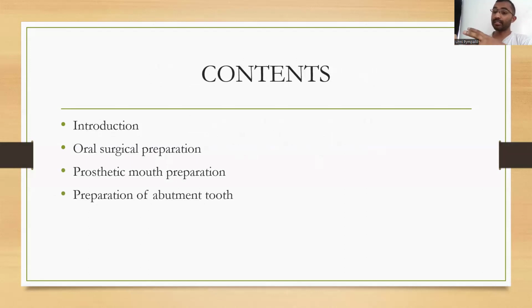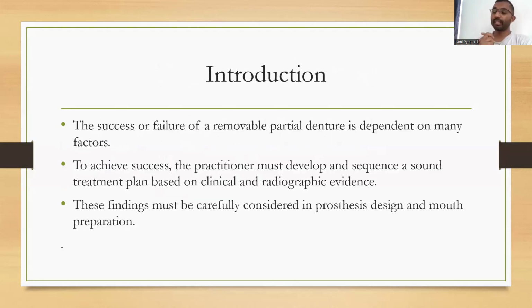The contents of this class are an introduction, when we are supposed to intervene with oral surgical preparation, what the pre-prosthetic surgeries in preparation are, and what the abutment preparation of the teeth involves. Giving you the introduction: the success or failure of the removable partial denture is dependent on many factors. If the foundation is great, we can build a Taj Mahal. If the foundation is bad, even if you make a Burj Khalifa, it can tremble in a span of seconds.